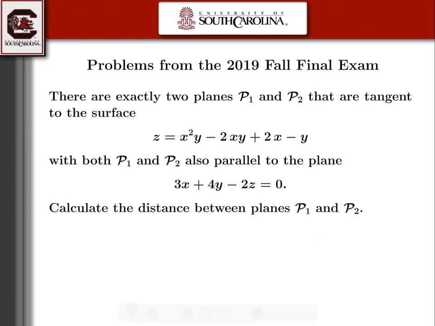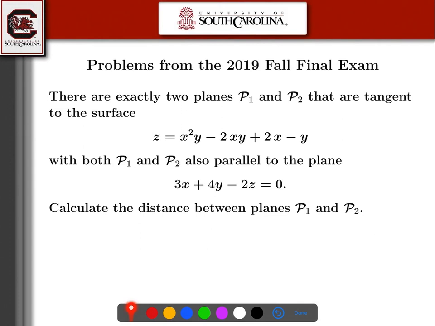And the last example I want to do from the fall 2019 final exam is this question. And this one is a little bit tougher. You're given two planes, P1 and P2, that are parallel to this plane, and they are tangent to the surface. And you want to know the distance between those two planes. So what are we going to do with this?